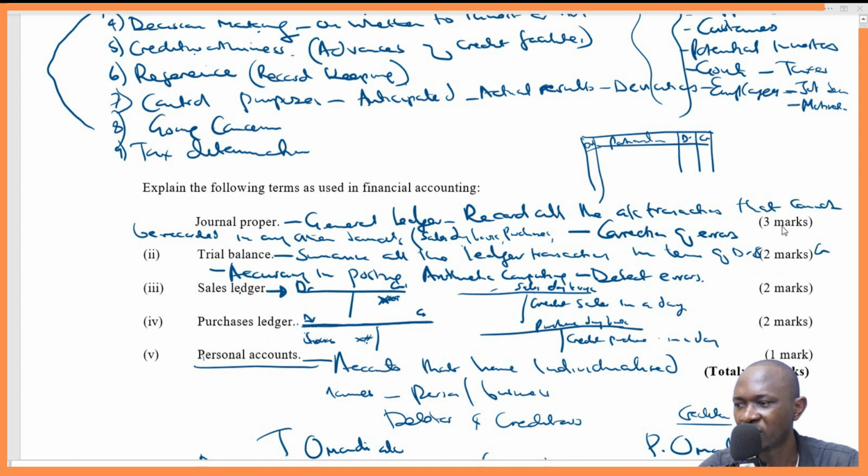So you can see this one for 3 marks. Make sure you define and give the purposes. Like for us, we've given the purpose of journal proper. We've said correction of errors. We've said to record opening balances, to record closing balances, to record purchase of non-current assets on credit. Once you can show that you understand even the uses, the examiner will give you all the marks.